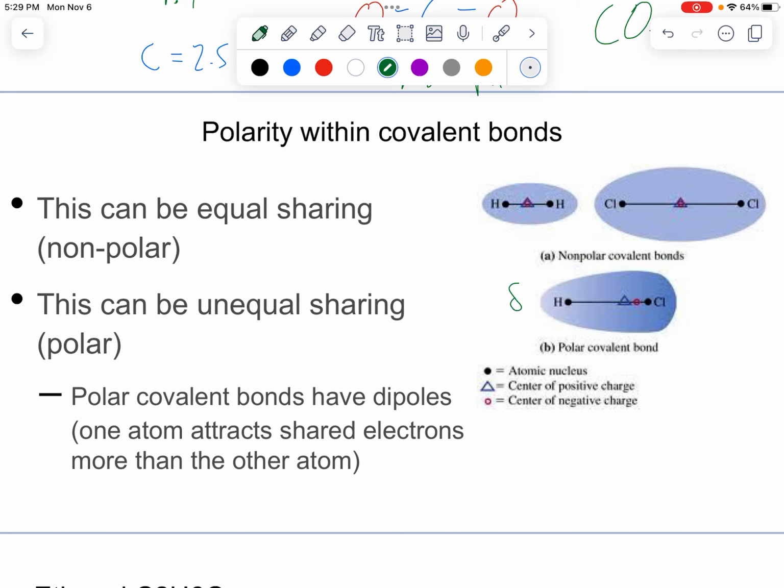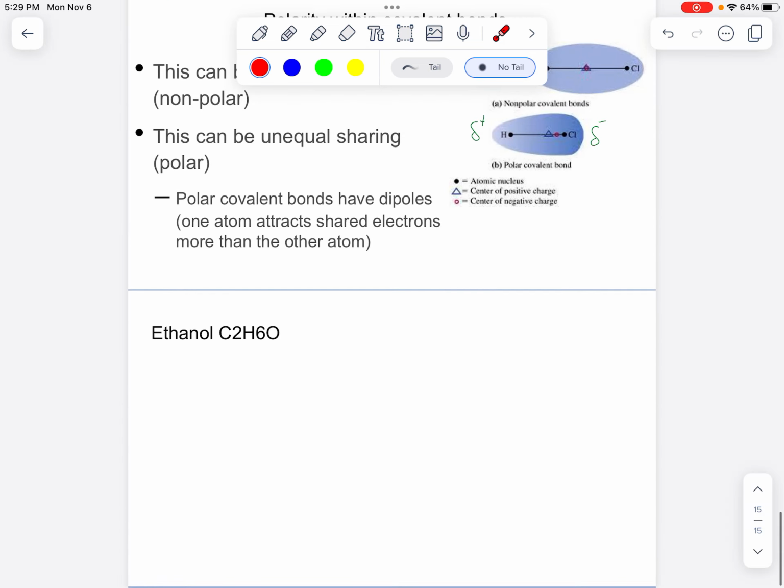Well, the electrons are leaving this spot, so it becomes more positive. Electrons are coming over here, so it's more negative, right? And then we have those positive nuclei in the center. Okay, so that's polar covalent, HCl. Let's do ethanol real quick.